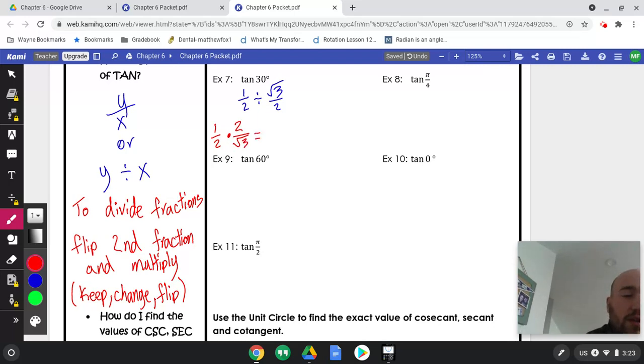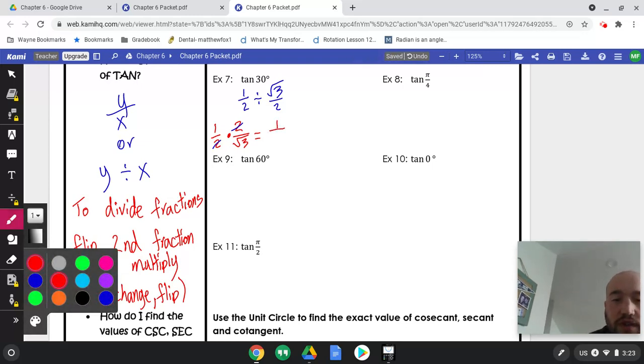Now from here, we have a 2 on top and bottom. Those can cancel. So I can rewrite this as 1 over the square root of 3. That's our answer, except it's not in proper form. So we're going to multiply that by square root of 3 over square root of 3. And we will find the tangent of 30 to be square root of 3 over 3.